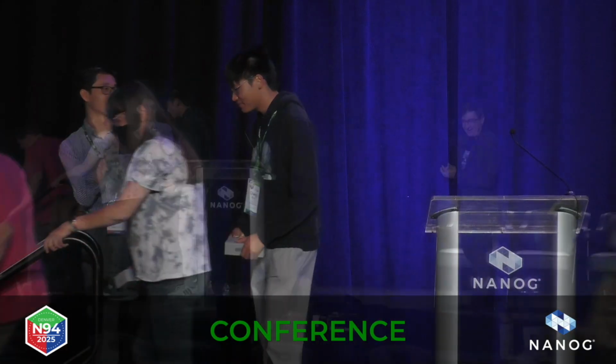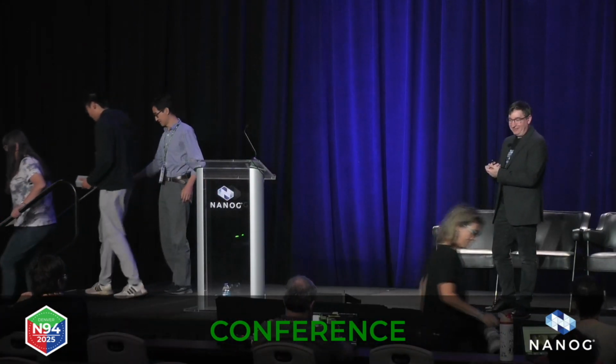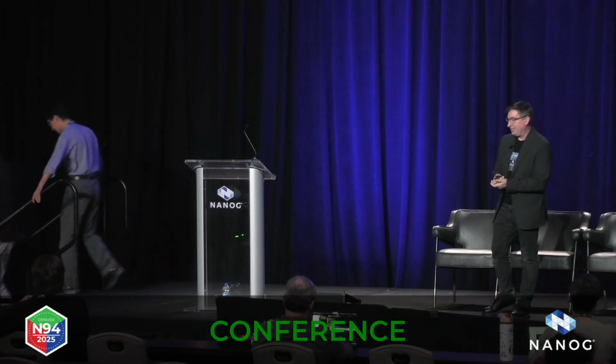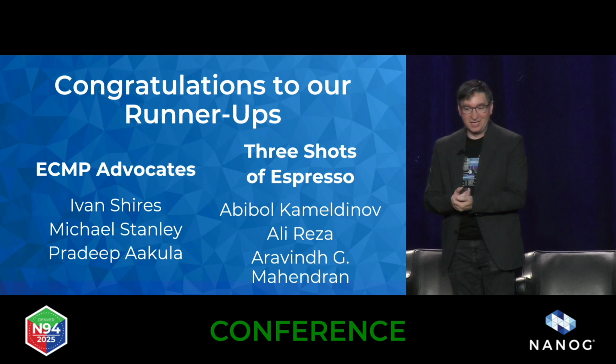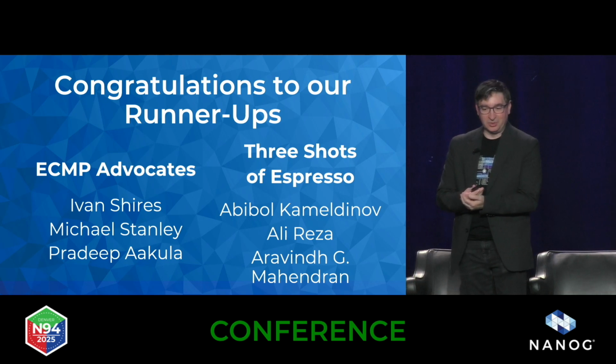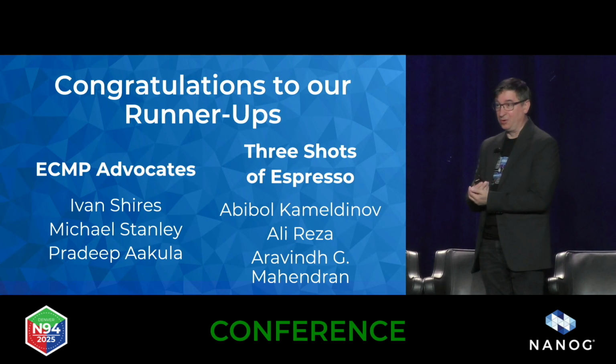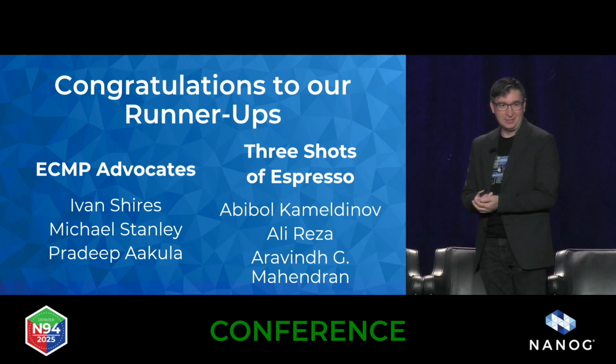And for the record, because I can't read my speaker notes, apparently, they finished the competition with 296 points out of a possible 300. Thank you. So congratulations again. I would also like to congratulate our two runner-up teams that, as you saw in the graph, were pretty neck and neck at the end. The ECMP Advocates team finished with 258 points, and the Three Shots of Espresso team finished with 254 on the board, which both are impressive turnouts.